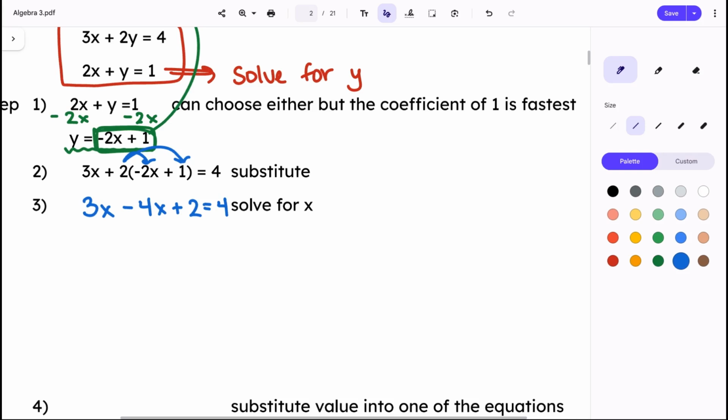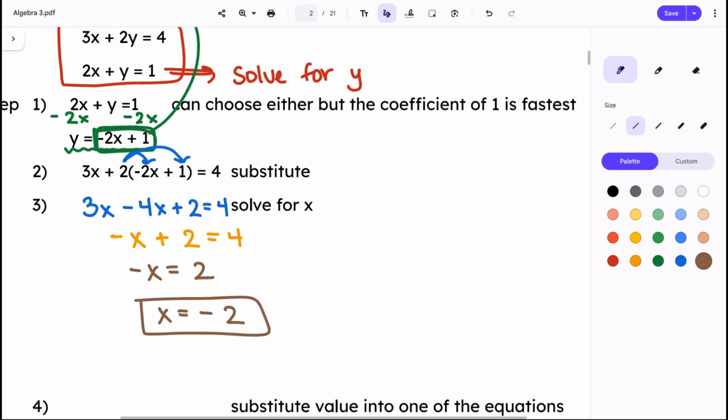Okay, I want to get x by itself. So what's 3x minus 4x? Okay, and then I have plus 2 equals 4. What would you do next? So I have negative x equals 2. Divide by negative 1 because we can't have a negative letter. So x is going to be equal to negative 2.